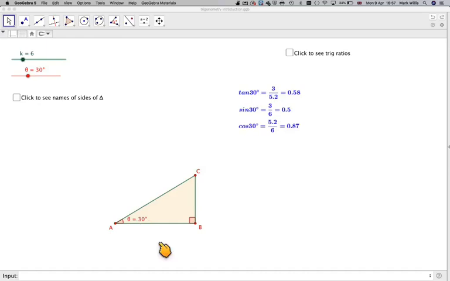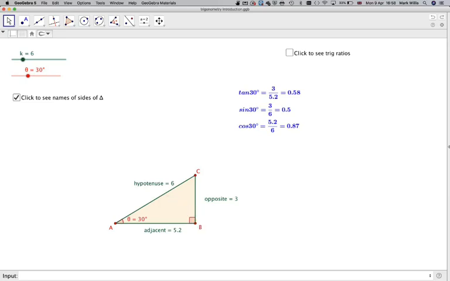Now each side of the triangle has a special name. If we click here, this side is called the adjacent. Why is it called the adjacent? Because it's right next to the angle. This side is called the opposite because it's opposite the angle. And this side, the longest side of the right angle triangle, is called the hypotenuse, and that's always opposite the right angle.